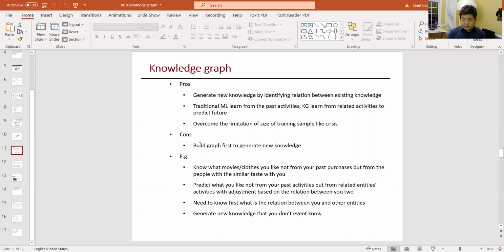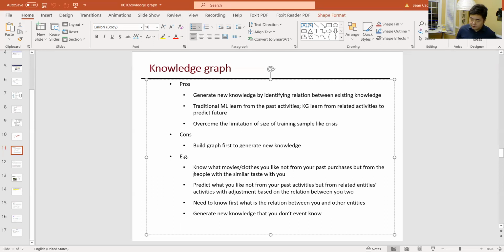So let's look at several examples. I mentioned some of these examples to some of you earlier using my own case. We can do this again just to make sure you understand what exactly the knowledge graph is about. So let's say I want to watch a movie. I'm sure you use Netflix. Netflix recommends movies to you.